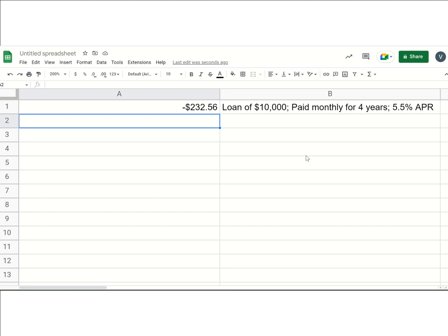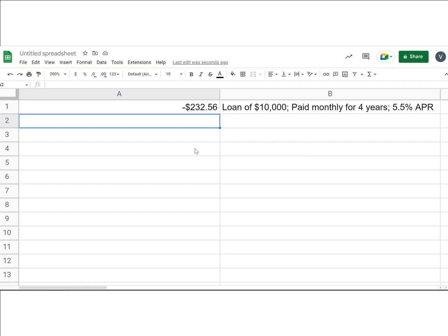Now, notice it's negative. We don't really have to report the negative. Google Sheets shows it because it's thinking about how that is a payment, that it's going out of your account. So it's technically a negative. But if we were just talking about this and putting it as an answer, we would just say the monthly payment is $232.56. We wouldn't use the negative in our answer.